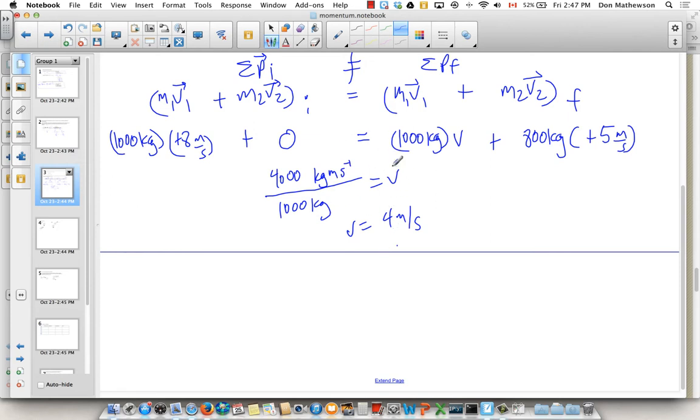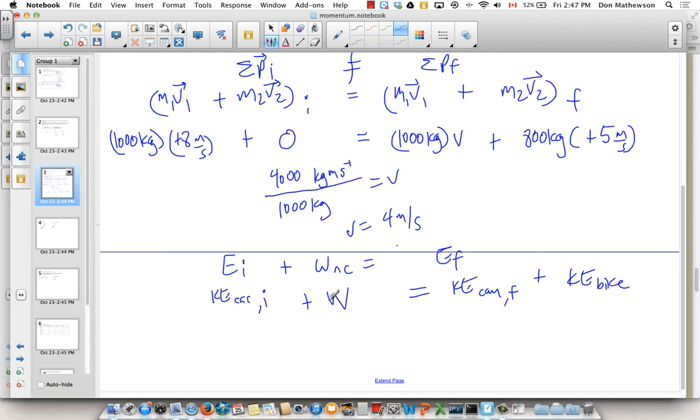Now that's the first thing we were asked for. The next thing we were asked for is how much kinetic energy was lost. So if we apply the work energy theorem, we would say, all right, at the beginning there's kinetic energy for the car. At the end, there's kinetic energy for the car and the bike. And these will not be the same because the collision forces do work and create thermal energy.